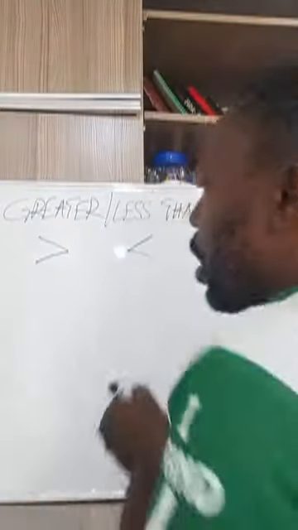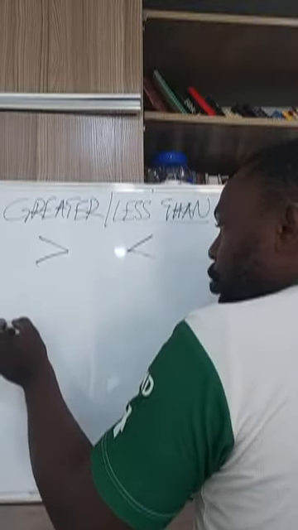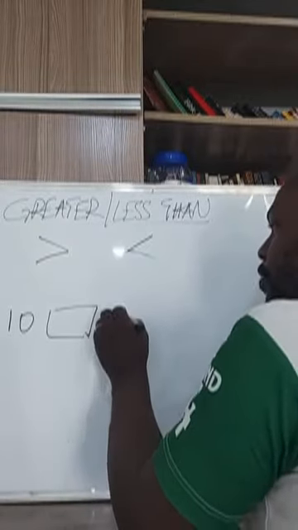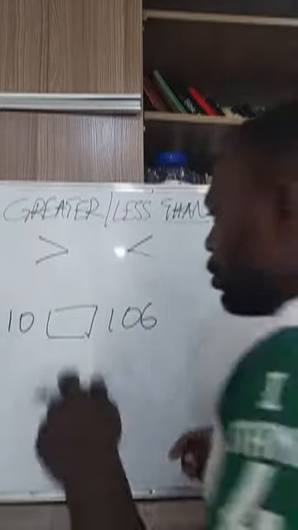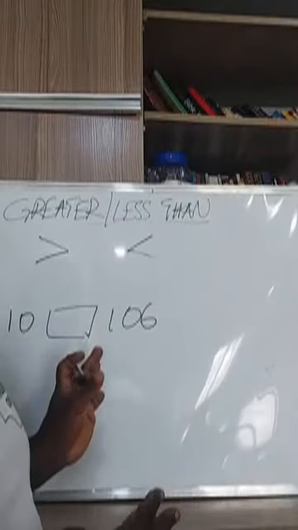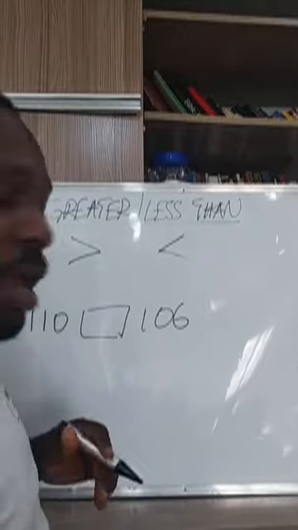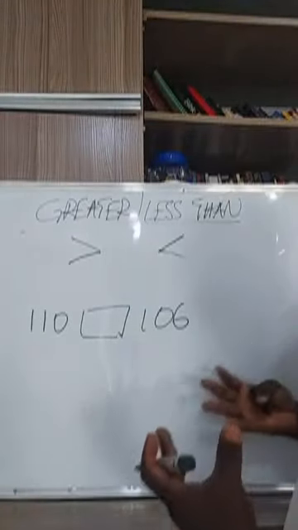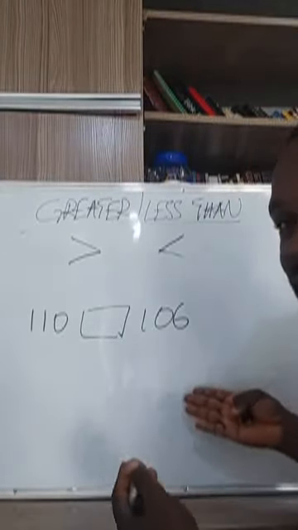So maybe you're given a sum now. 110, and it's a box here, and you have 106. And they say put either greater than or less than. Then you look at it, that 110 is bigger than 106, right? Since greater is bigger, less is smaller, so 110 is bigger than 106, so it's greater.